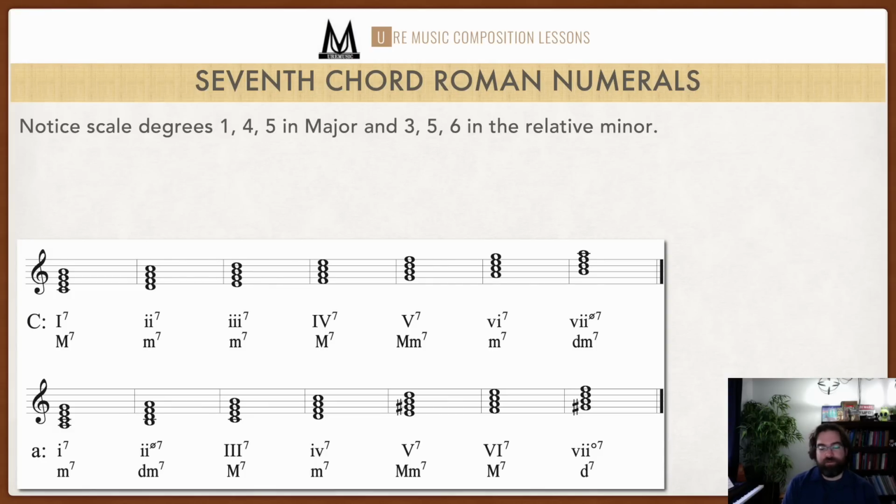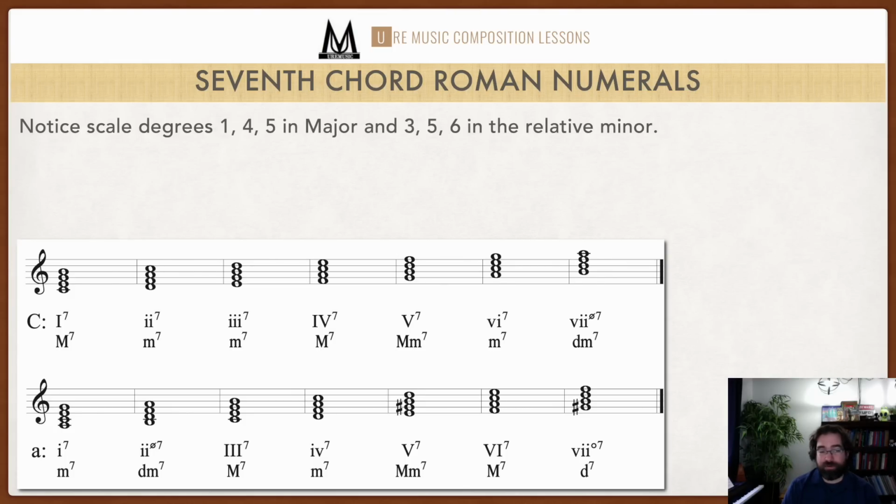So, our 7th chord Roman numerals. Just like with the triads, you can build 7th chords on each scale degree. So in the key of C major, if you look at scale degrees 1 and 4, they're both major 7th chords. But look at scale degree 5. It's a major minor 7th. So that's our dominant 7th.